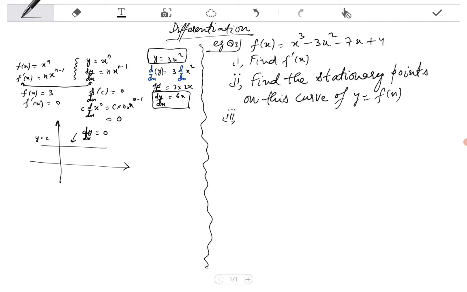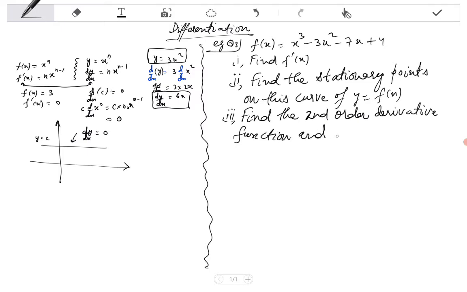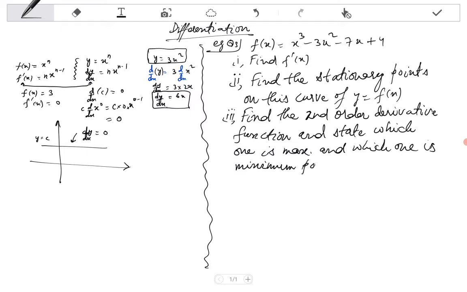And the third thing, find the second order derivative function and state which one is maximum and which one is minimum point on the curve of y equals to f of x as given in this question.